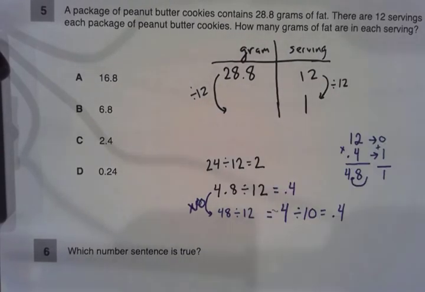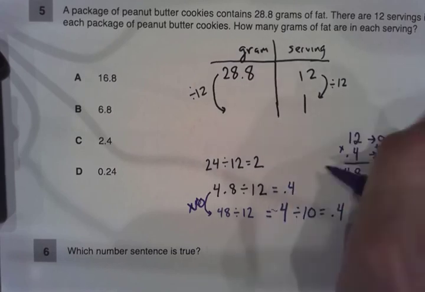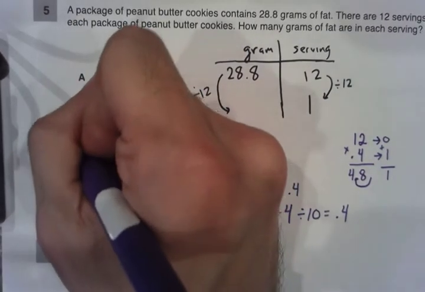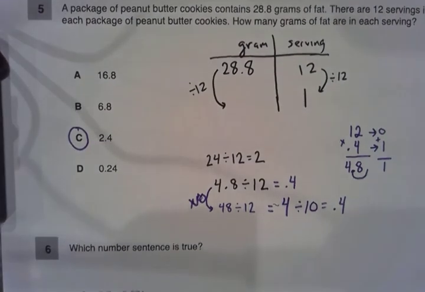Now let's add our two numbers. 2 plus 0.4, well, that's just going to be 2.4.